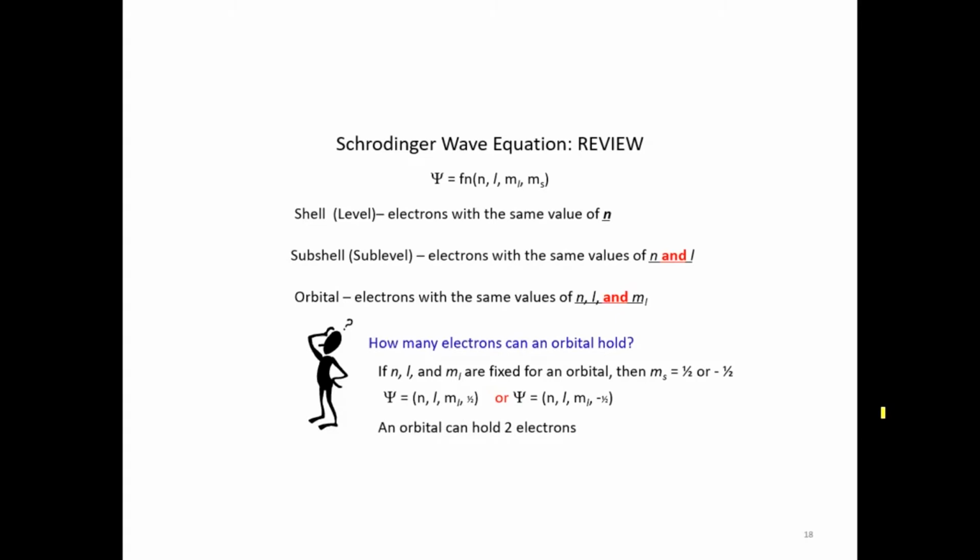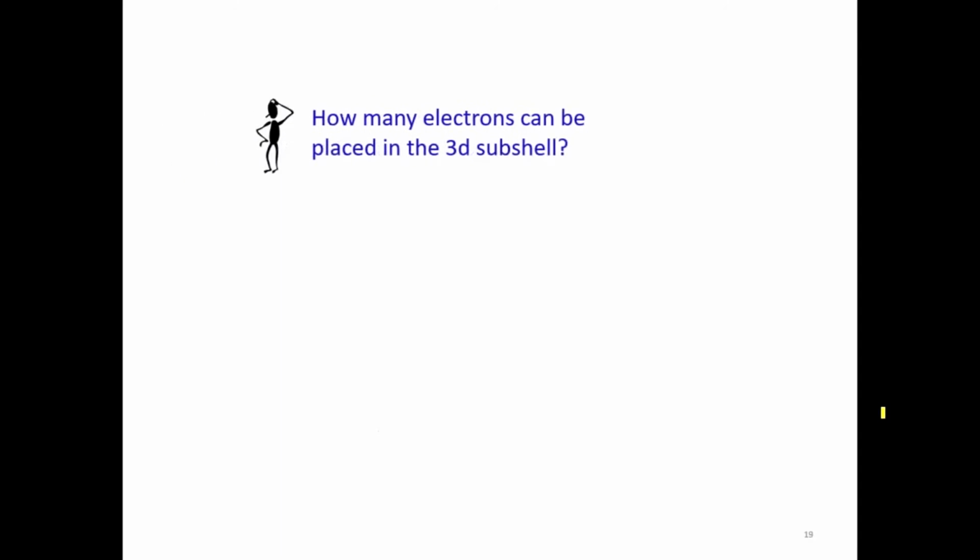Okay? So let's do a little practice here. Let's ask ourselves, how many electrons can be placed in the 3d subshell? Let's think about it for a moment. When we look at that designation 3d, we have several pieces of information here. First of all, the number 3 tells me that the value of n equals 3. The designation of d, as in d orbital, means that the value of l equals 2.